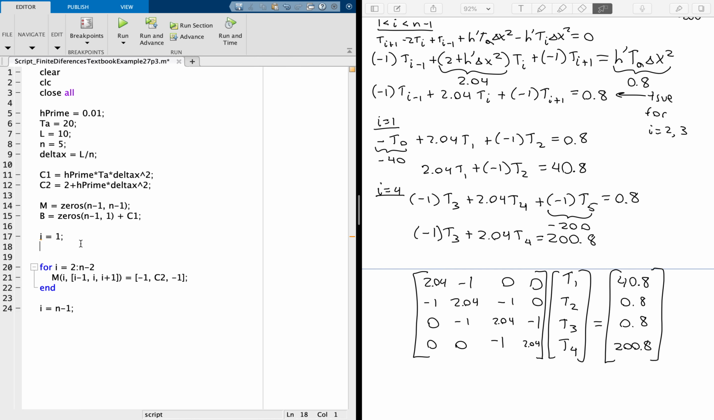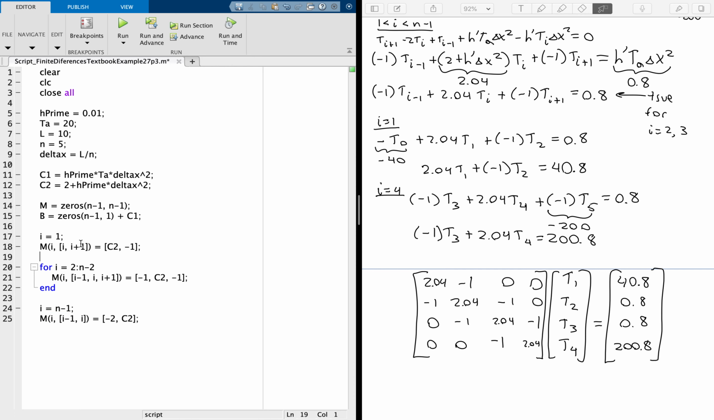All we have to do here on row 1 is say M of 1, comma 1 equals C2, and negative 1 for the next element. And then here, we're going to say M of n minus 1, comma n minus 2 equals negative 1, and C2.